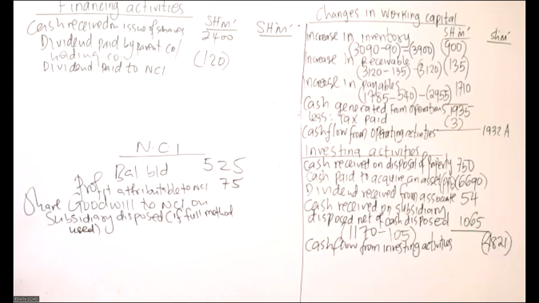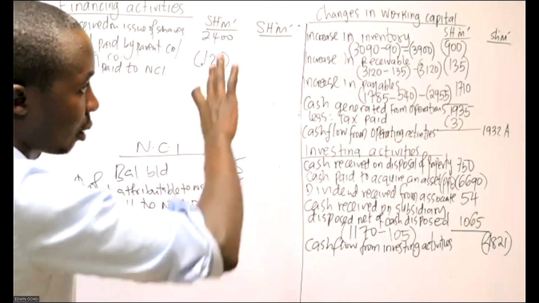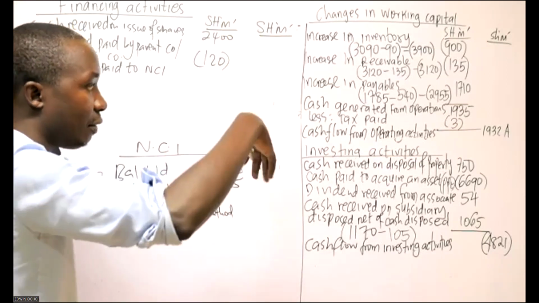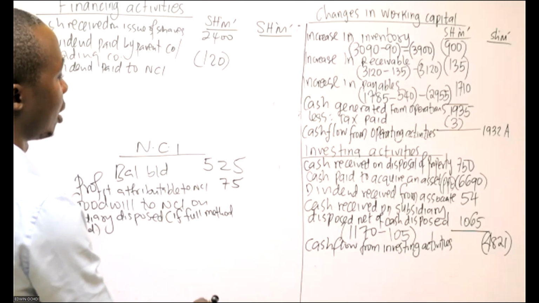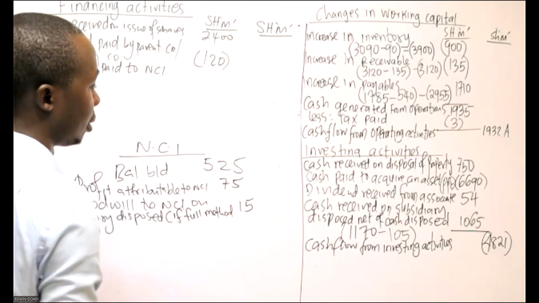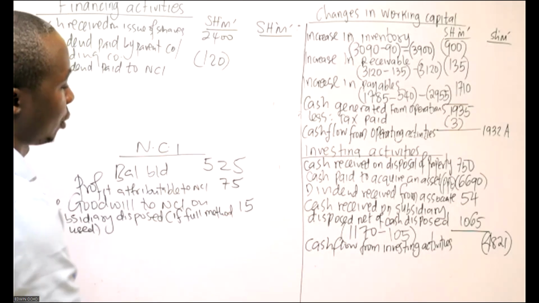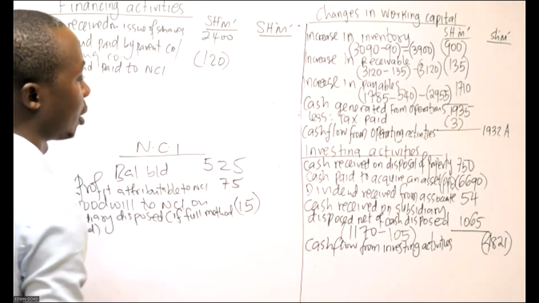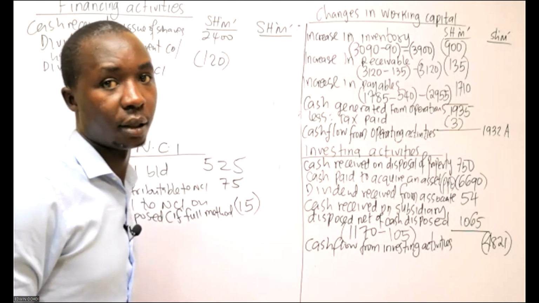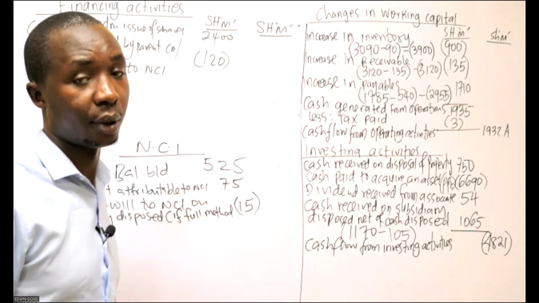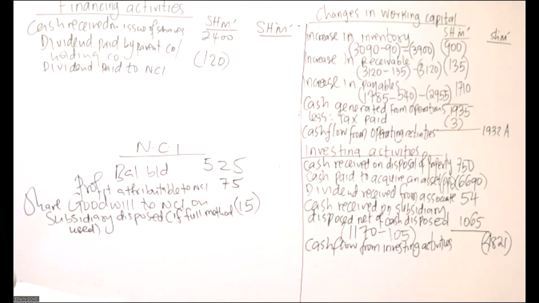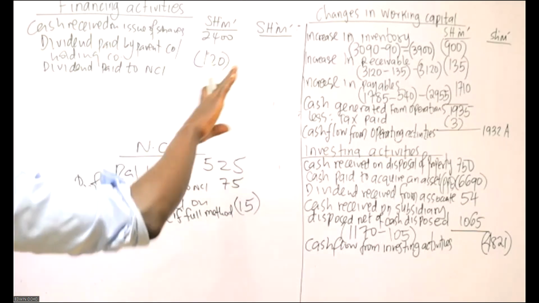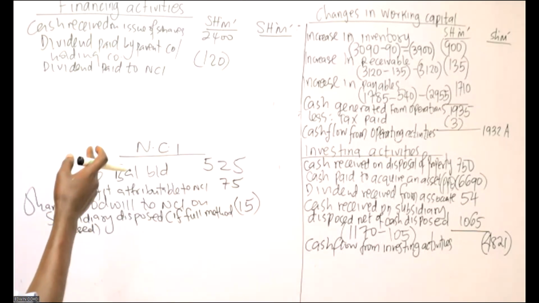So we used the full method. The goodwill of the NCI was on the other column. Remember, there was a first column for parent and another column for NCI. When we did the goodwill of the subsidiary which was disposed, we got 15. You remember it was 15? If you go to that working for the goodwill of the subsidiary disposed, that's at the time it was acquired. When we were checking for impairment, we did that goodwill of the NCI, the second column, it was 15. For the parent, it was 120.